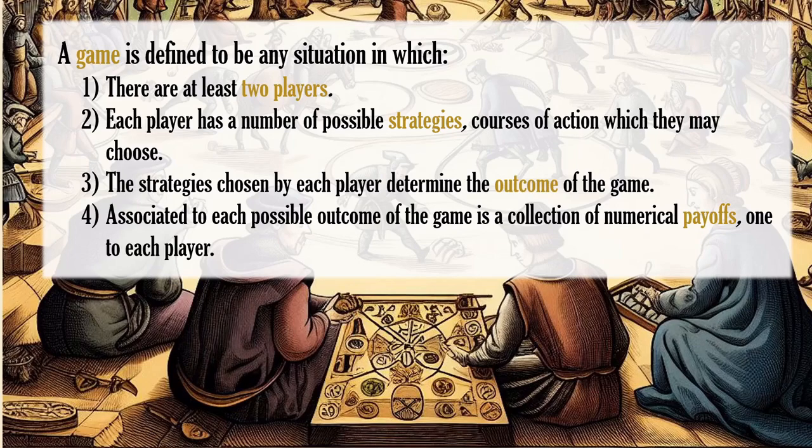A game is any situation in which at least two players participate. The player may not be a person, but also an enterprise, a nation, or even a biological species. Second of all, each player has a given number of strategies that they can choose from. The strategies chosen by players determine the outcome of the game, and each possible game outcome is associated with a set of numerical payoffs, one payoff for each player.